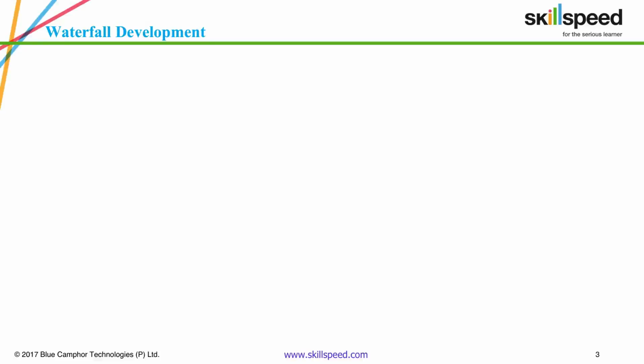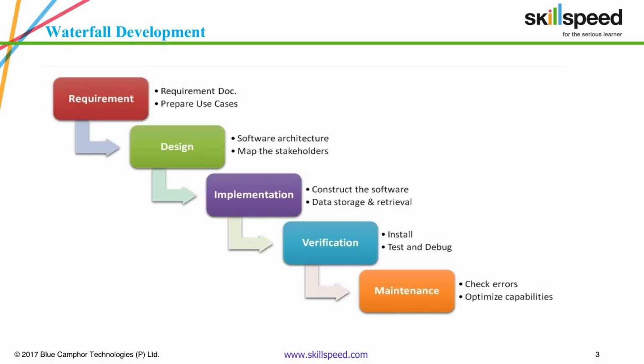The predominant model or framework which was followed was the waterfall model. And this is how it used to look. You had a number of steps, starting right from the requirement gathering step, where the developers would meet the customers and discuss over a couple of meetings what exactly the requirement is. They would create a document and prepare the use cases.